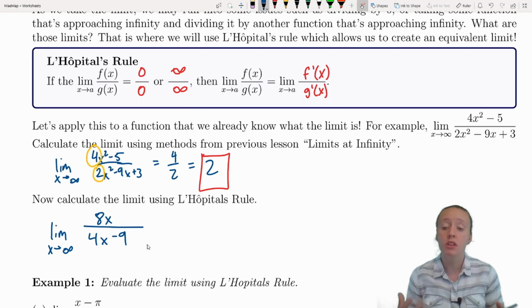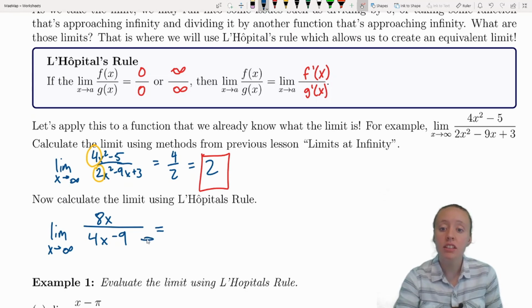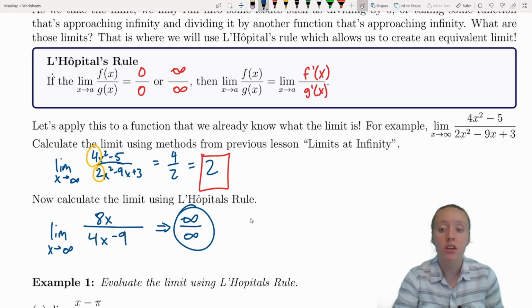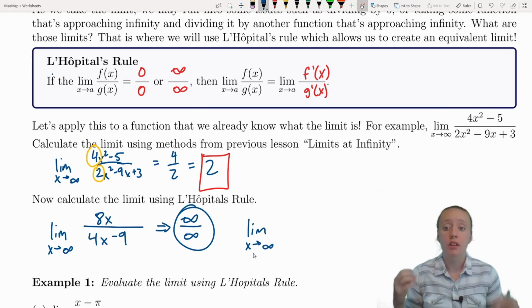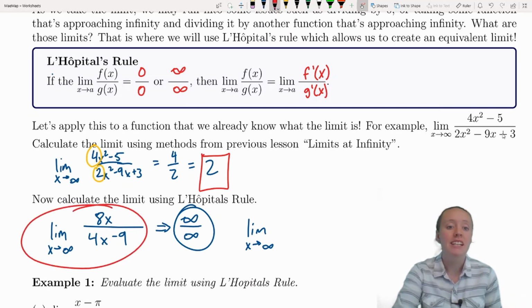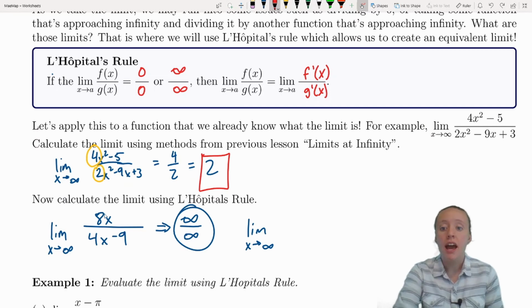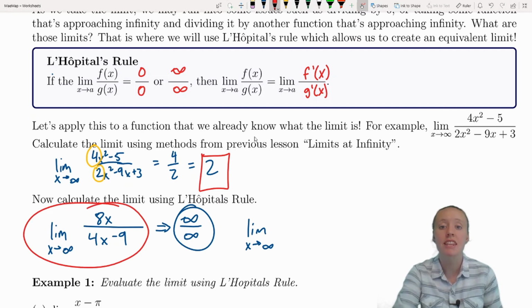Now at this moment, if we took the limit of each, the numerator is still going towards infinity, and the denominator is still going towards infinity. So we're in the form of infinity over infinity. What can we do? We can do L'Hopital's rule again. So now I'm going to take the limit as x approaches infinity of the derivative of my numerator over the derivative of my denominator. Because this limit is equivalent to our original limit, and because I'm in the form of infinity over infinity, I can make an equivalent limit to this limit.